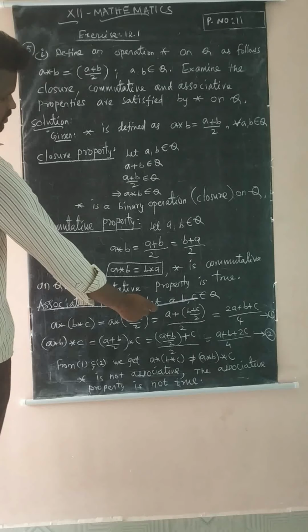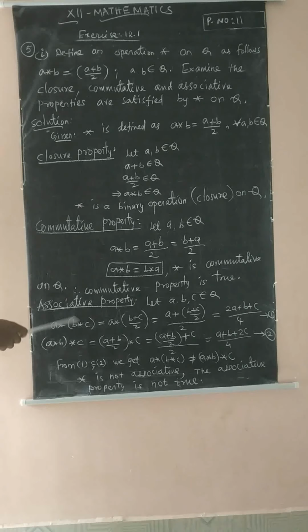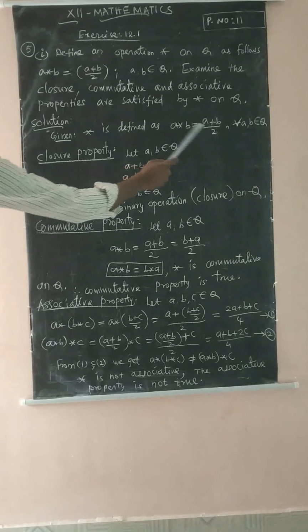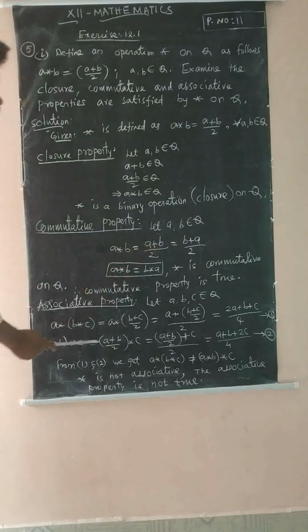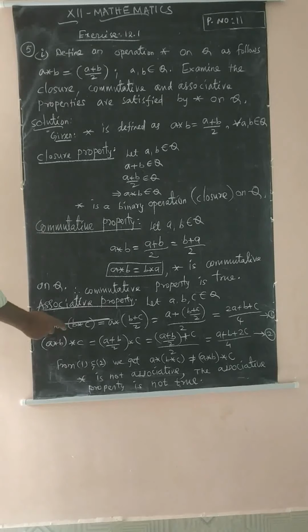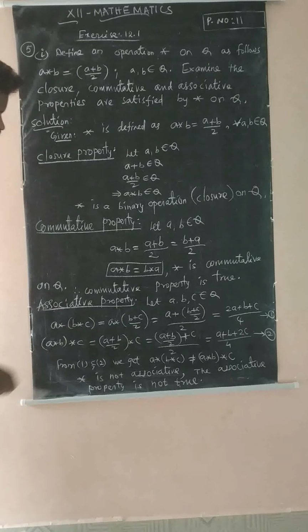Let A, B, C belong to Q. So take A star of (B star C). A star, here the star operator, B star C. We can write this using the format A star B is equal to (A plus B) by 2. So therefore A star of (B plus C) by 2. If you remove the star, then (B plus C) by 2.